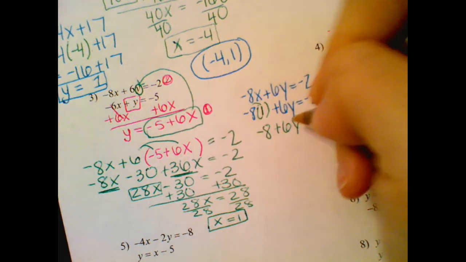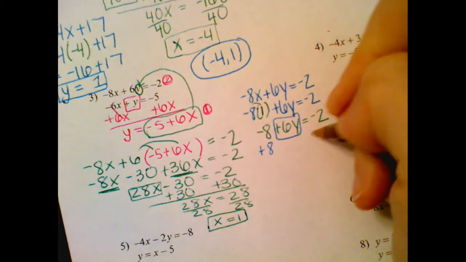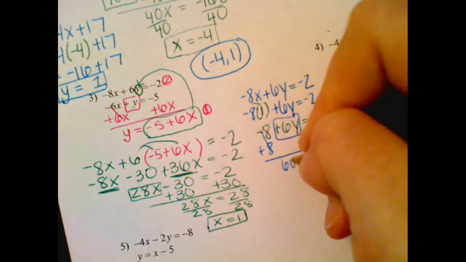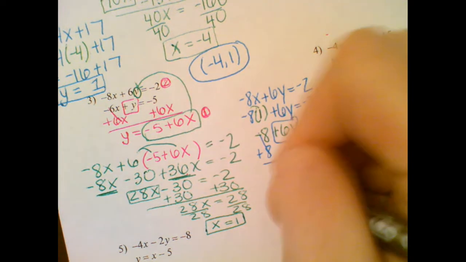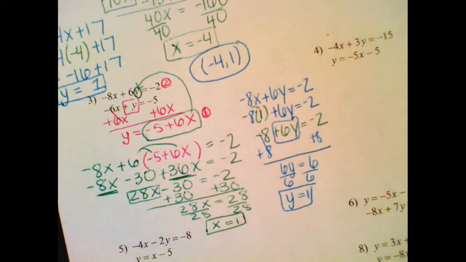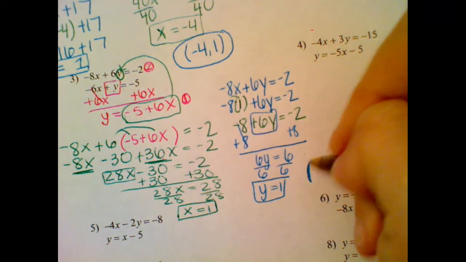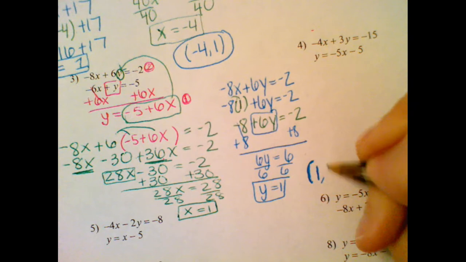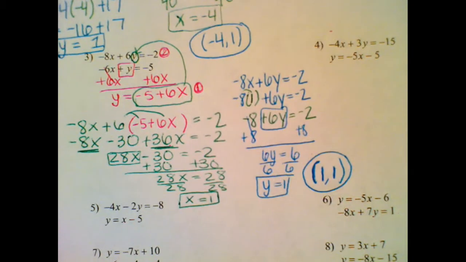Now I'm trying to get the y by itself. So I add 8 here, and I add 8 to the other side of the equation. 6y equals -2 plus 8, which is +6. Divide by 6 on both sides, so I get y equals 1. So now I can say that the solution, remember x goes first, is 1, because that's my x, comma, 1, because that's my y. So there's my solution to that system of equations.